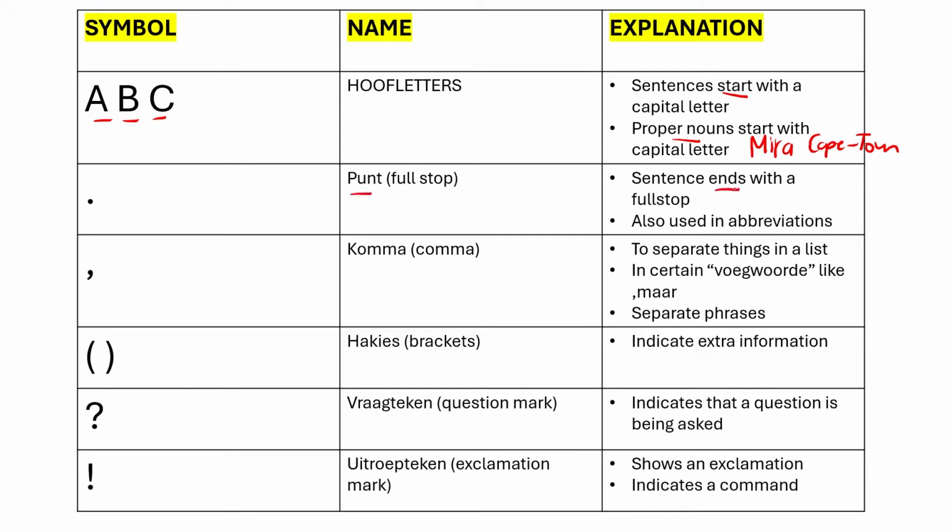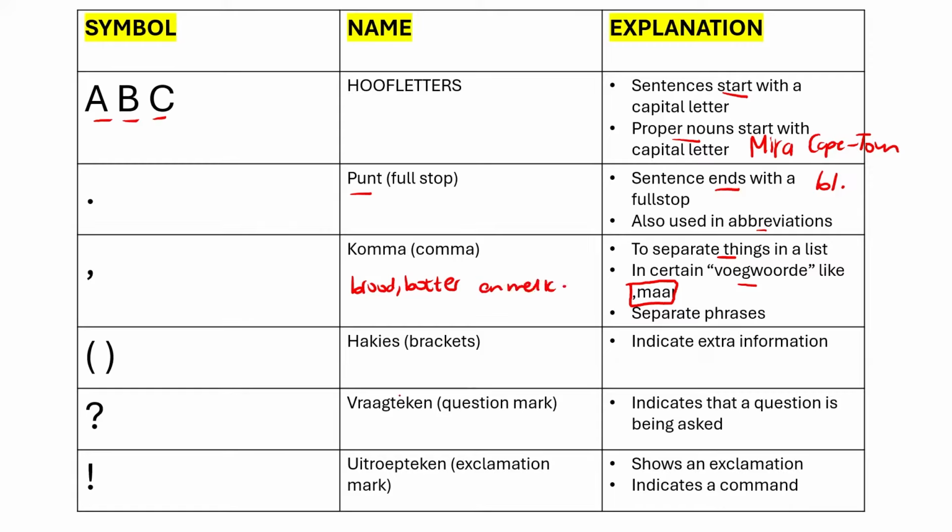A punt usually indicates the end of a sentence or in abbreviations. So afkortings, right? So for example, bladsy, BL full stop. Then we have a comma. And usually it's to separate things in a list and also in certain voegwoorde. So like in your group 1 voegwoorde, we have maar and we'll put a comma in front of maar. Then also to separate phrases. So for example, for a list, we'll have like brood, botter, en melk, full stop.